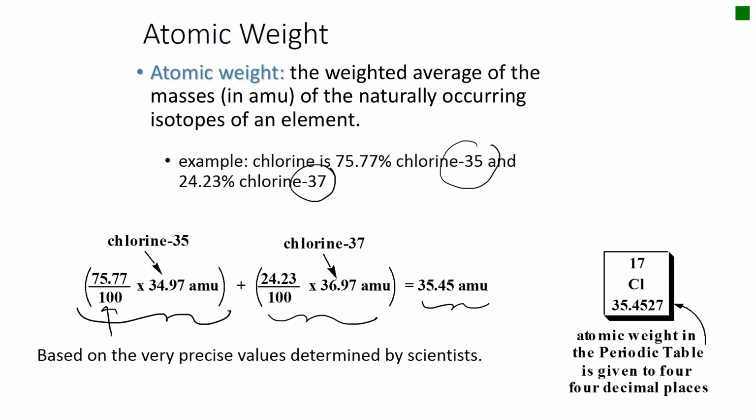So chlorine on the periodic table will appear with atomic number 17 protons, but a mass number of 35.4527. Boy, that's 4 decimal places. That doesn't mean we have a fractional number of neutrons. It's the weighted average of all of the isotopes in that scoop of an element.